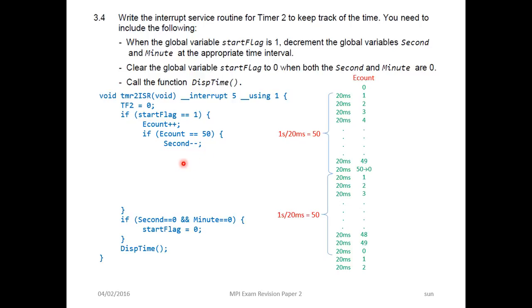Here we may also need to decrease variable minute. But when? It is when variable second underflows, meaning it goes below 0. That's the time we need to decrease the variable minute and set second back to 59. We need to reset eCount so that it will restart counting from 0 again. And that's all for question 3.4.